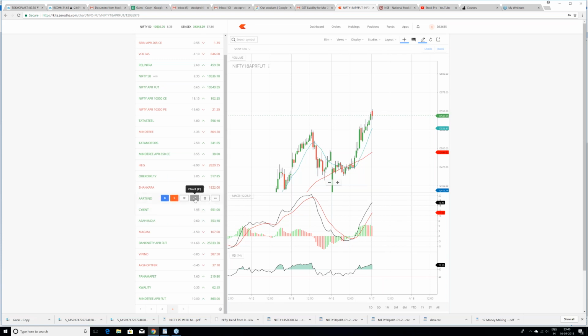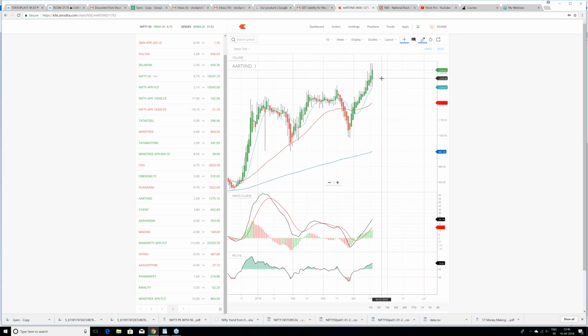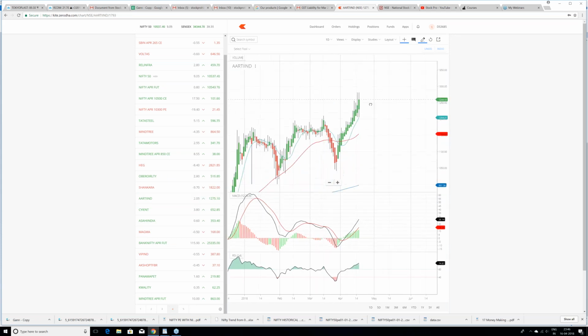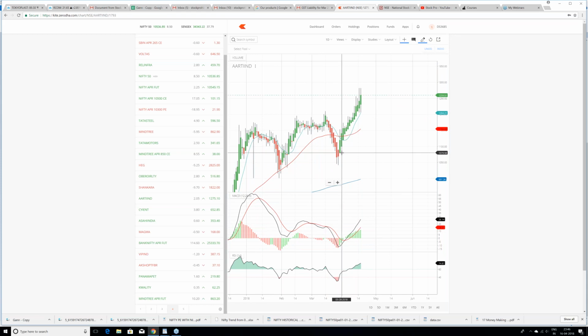So I have given Aarti Industries. I don't know how many of you have bought, but see the beauty of this particular stock, how beautifully it's been just going up from 1079.